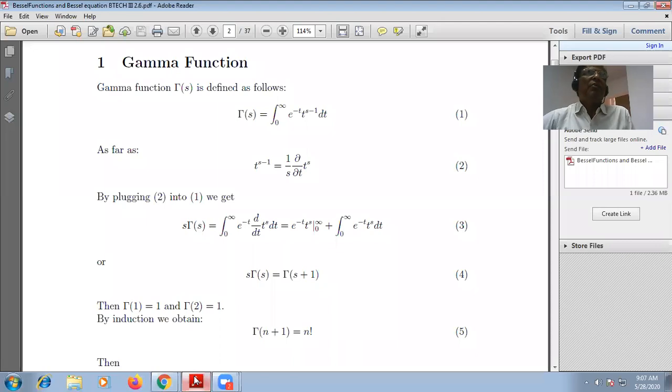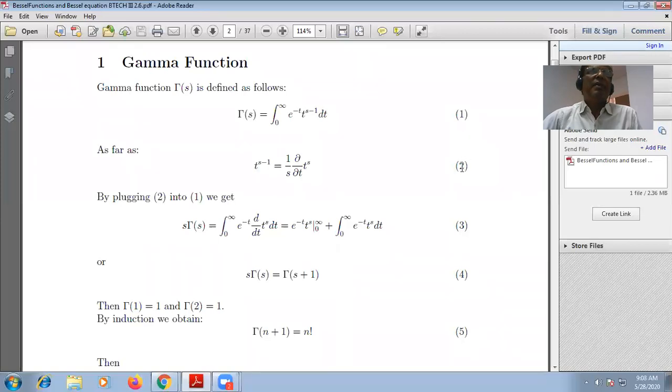Here, as I told you, is the gamma function. Gamma s is equal to the integral from 0 to infinity of e to the power minus t, t to the power s minus 1 dt. Take it as equation 1. So far as the value of t to the power s minus 1 is concerned, it gives the result 1 by s into d by dt of t to the power s.